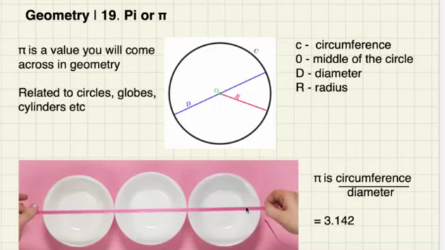A few minutes looking at a value called pi, and it's written as the Greek letter for p, the lowercase p, so the way you write pi is like that. And pi is a value that you will come across in geometry quite a lot, especially when you're looking at circles or globes or spheres or cylinders and structures like that. So, what is pi if you haven't come across it or if you're unsure?